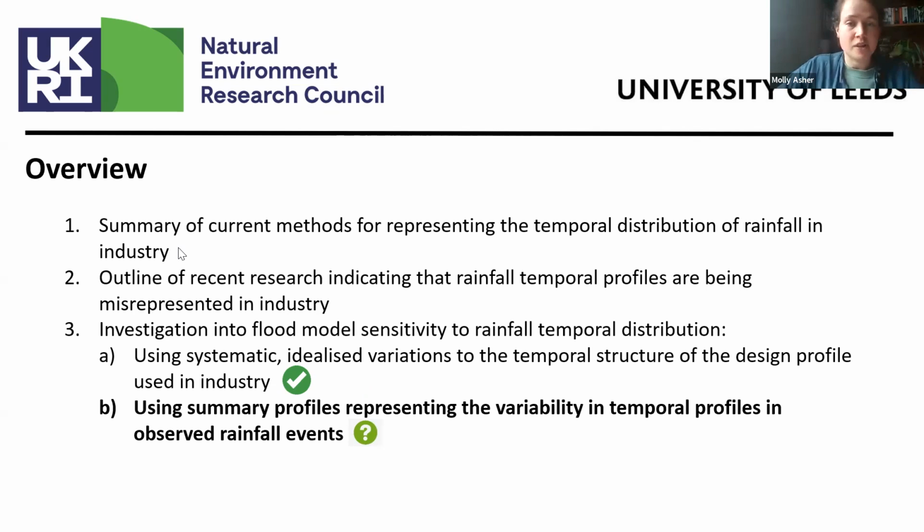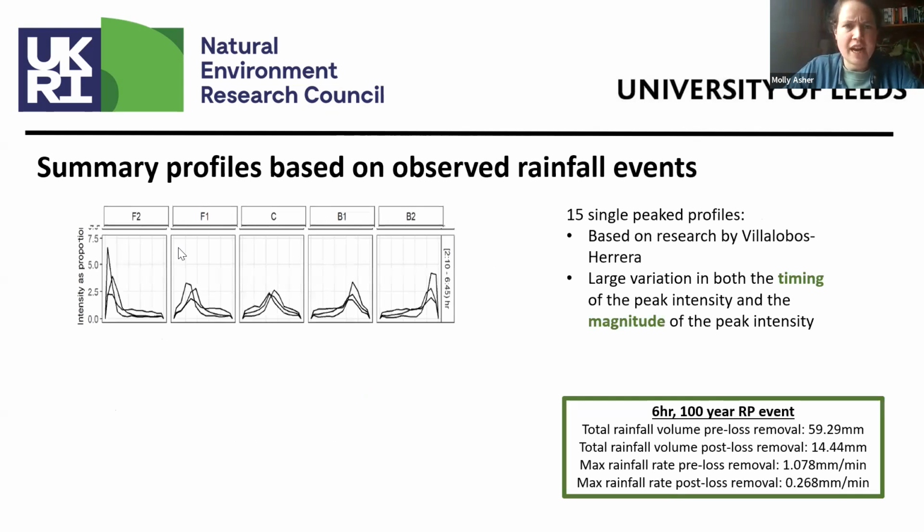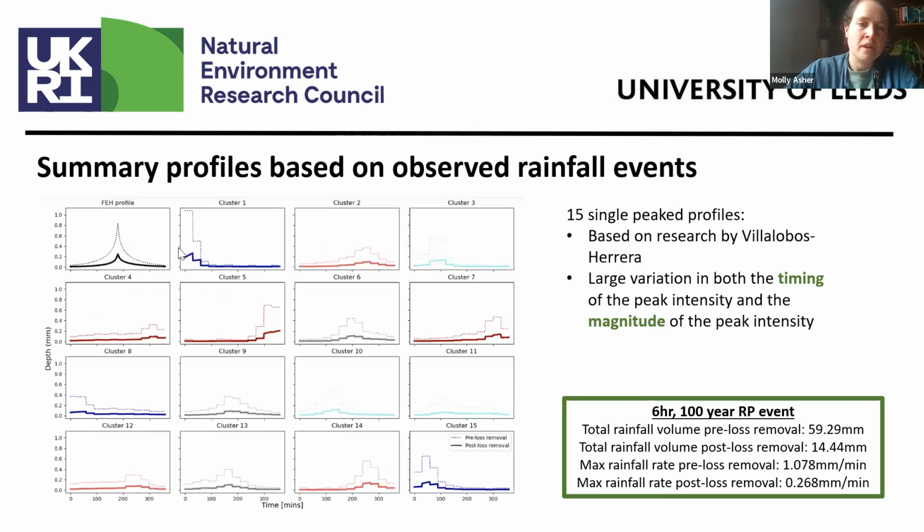So using the summary profiles derived from the observed rainfall events, which I mentioned earlier. Just to recap, I showed earlier that for a 6-hour duration event, there's 15 profiles. These are derived from analysis of observed extremes. And I've constructed a version of each of these 15 profiles for this catchment. So similarly to the idealized profiles, the total event volume is based on a 6-hour, 100-year return period event in the Lindyke catchment. The losses have again been removed from the events using ReFH2.